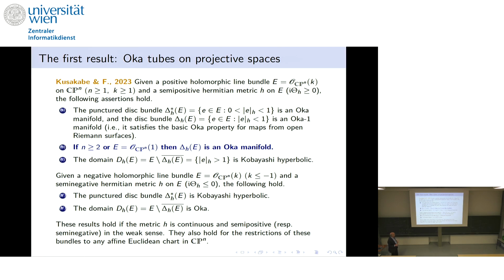And I also want to point out that these results don't require the metric to be smooth, even though I use DDC and so forth. But actually, if H is a continuous metric and semi-positive in the weak sense, that's enough. And also, it's true that the restrictions of all these bundles to any affine Euclidean chart have the same property. So for example, if you take the second statement here, and instead of E you restrict E to an affine chart, what's written will still be true.